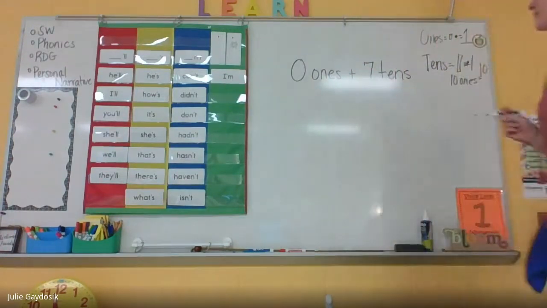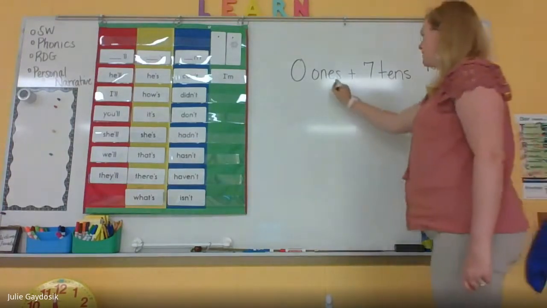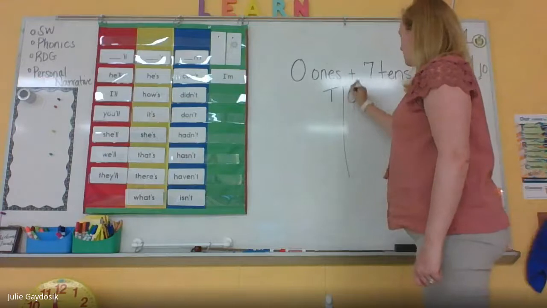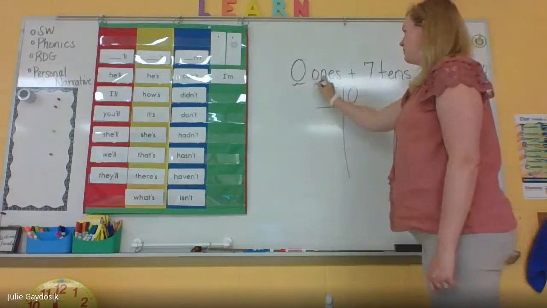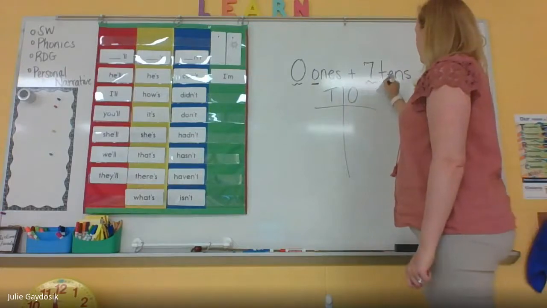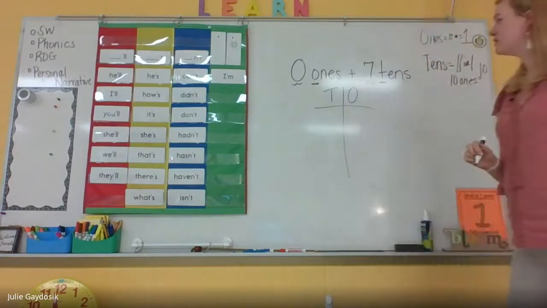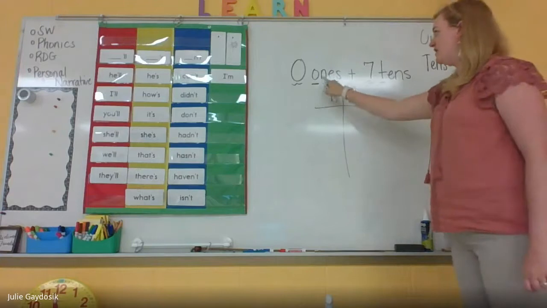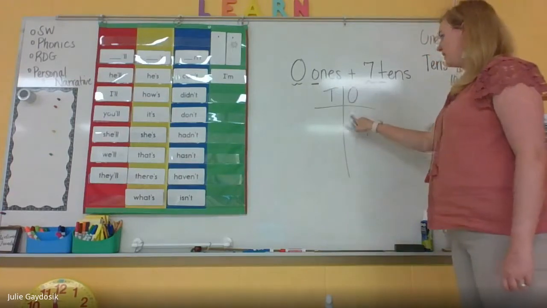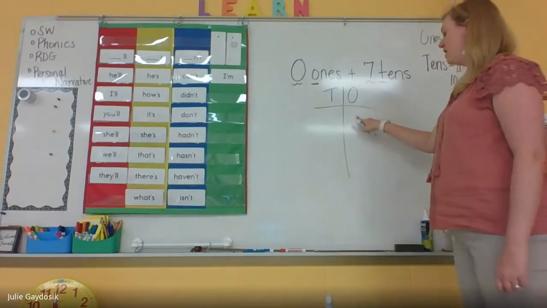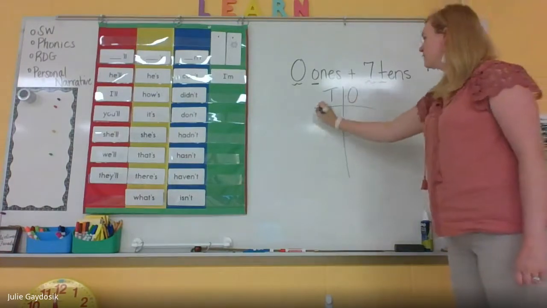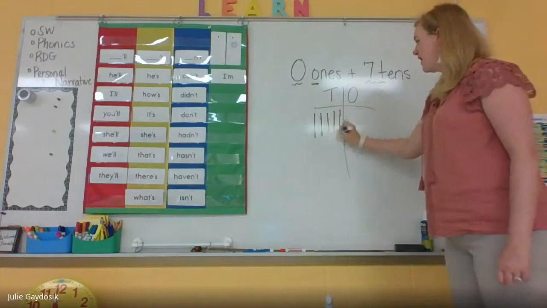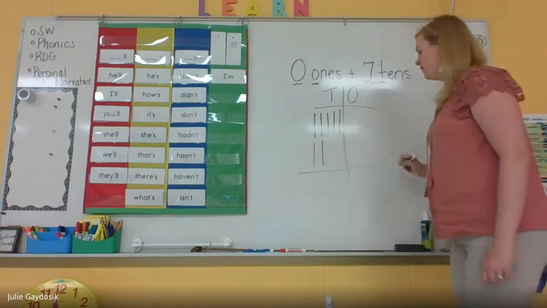Okay. 0 ones and 7 tens. We're going to draw our TO chart. Now this says 0 ones and 7 tens. So 0 ones means I'm going to put 0 ones here. I'm not going to draw anything here. 7 tens, or 7 T's. 1, 2, 3, 4, 5, 6, 7.